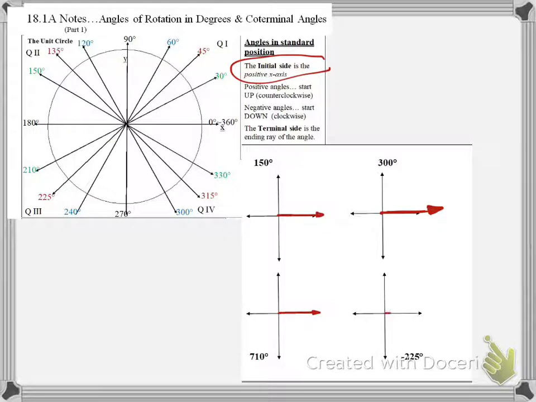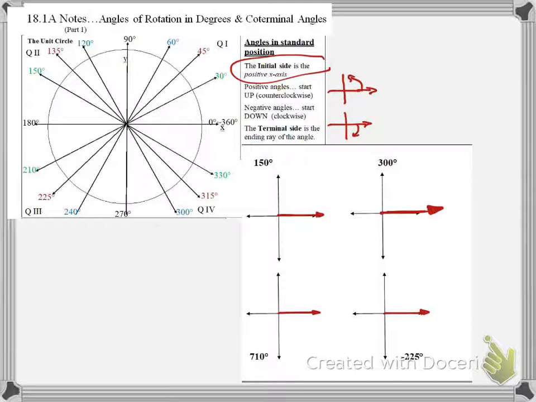I think there are only 2 problems in the 18.1a assignment where you have to draw the angles yourself. And then there are a lot more of them in the 18.1b and beyond that. But they'll always start right there. If it is a positive angle, it's going to start here and it's going to go up. If it is a negative angle, it's going to start here and it's going to go down. The starting side is called the initial side. The ending side is called the terminal side.